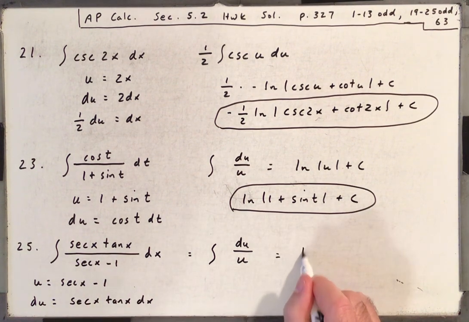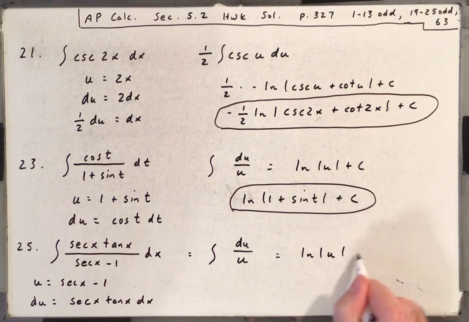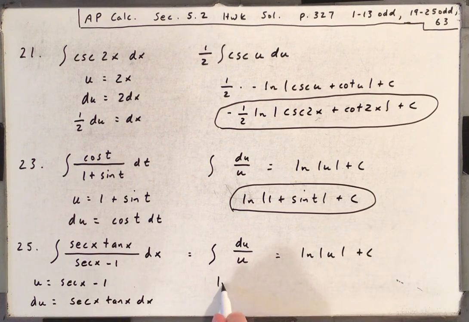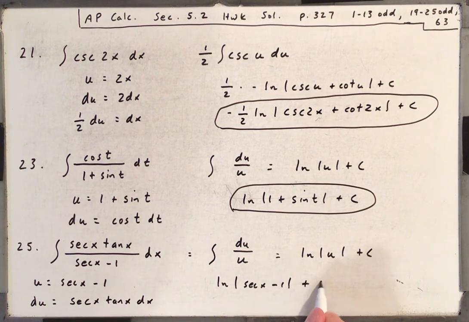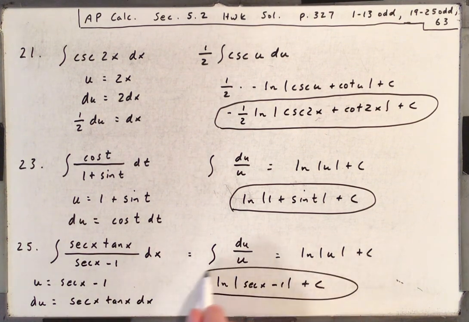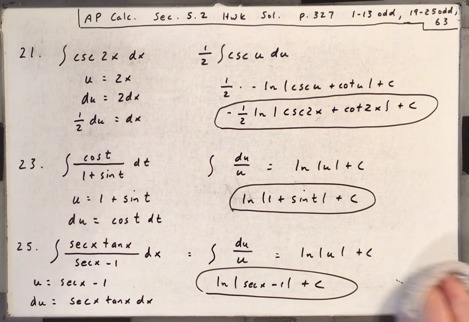Well, that's going to be the natural log of the absolute value of u plus c. Natural log of the absolute value of secant x minus 1 plus c. So if I take the derivative of that, it's going to be 1 over secant x minus 1 times the derivative of secant x minus 1, which is secant x tangent x. So that works. Brilliant. All right, we got one more to go.